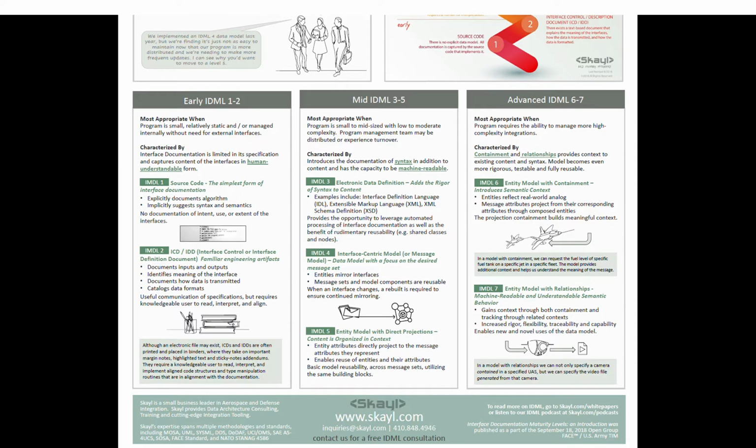IDML level 1 is essentially source code. One person might say there is no overt interface documentation that exists, or we could say that the source code provides the extent of the documentation. It's a pretty limited extent, but it does provide the extent of the documentation. Code explicitly specifies the algorithm, but only implicitly suggests syntax and semantics. I'm going to go through these early maturity levels fairly quickly because we're all very familiar with them. The code alone provides valuable information, but it's an incredibly incomplete representation of the big picture.